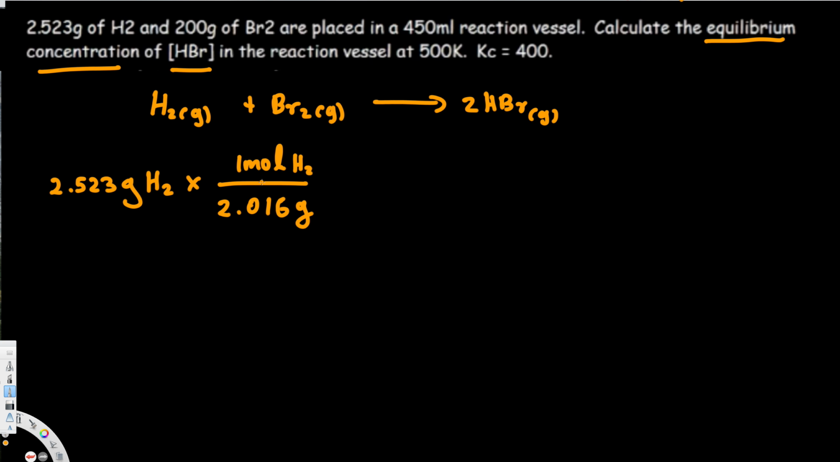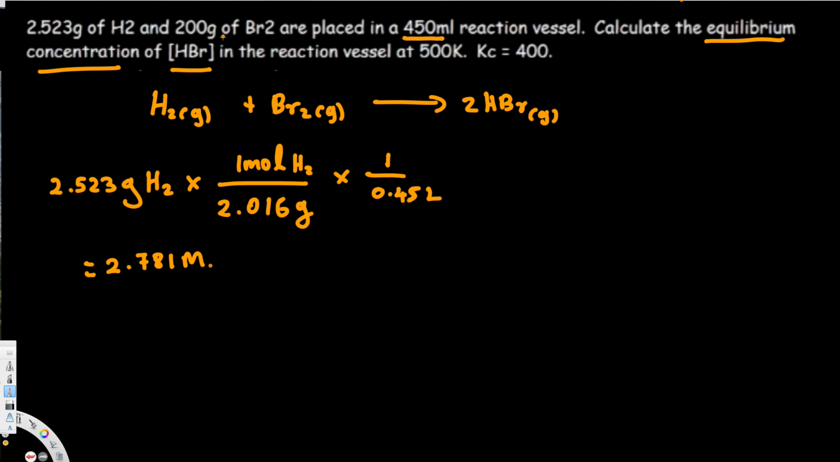Finally we will end up with mole, but we want moles per liter, right? Here they have given 450 milliliter, so that's equivalent to 0.45 liter, because we are dividing by 1000 to convert into liter. So we put 1 over 0.45 liter, and that's going to give us the initial concentration. If you calculate this one, you should get 2.781 molar.